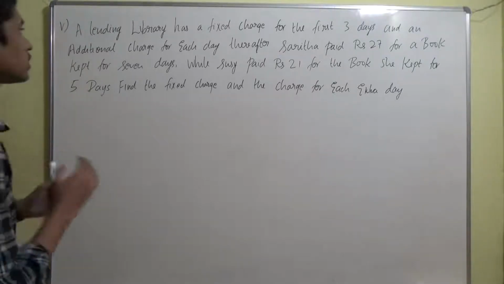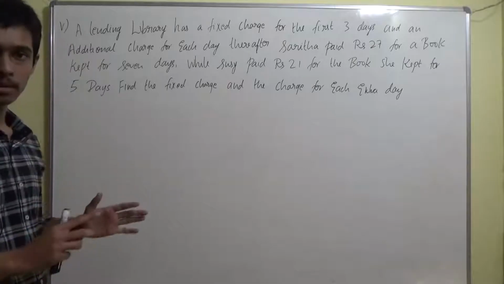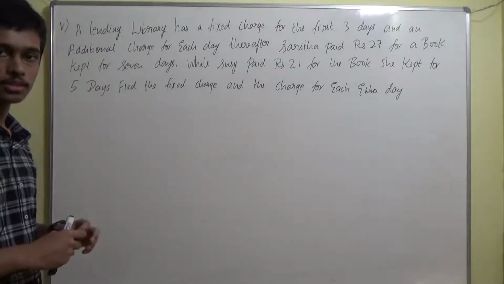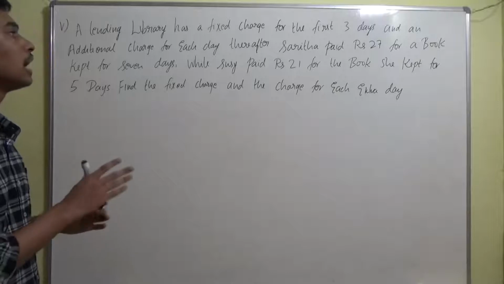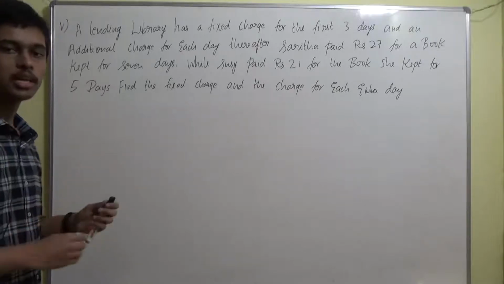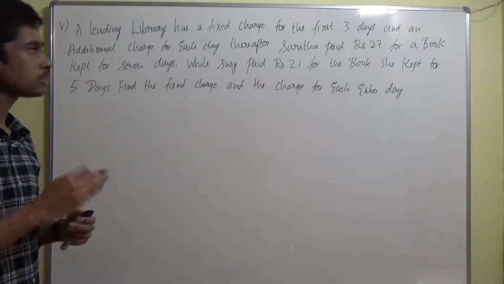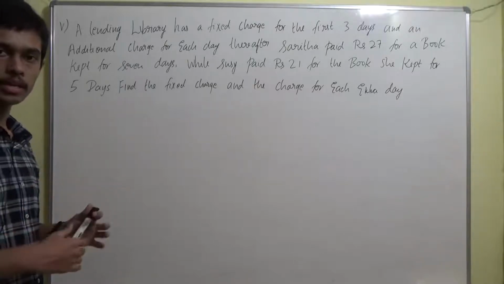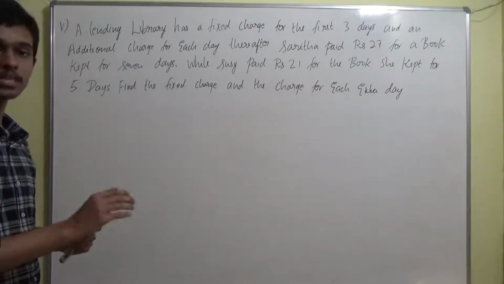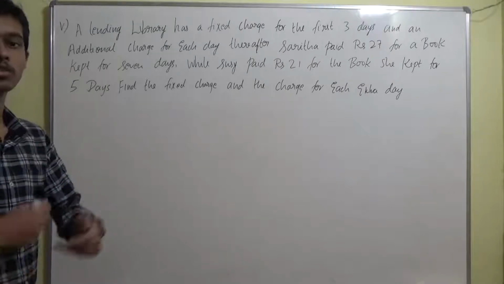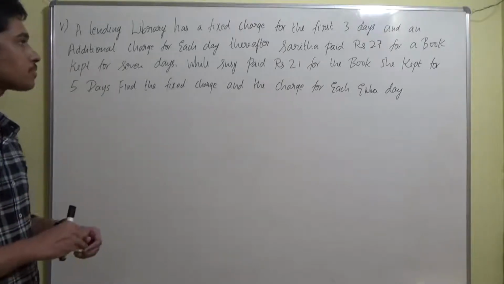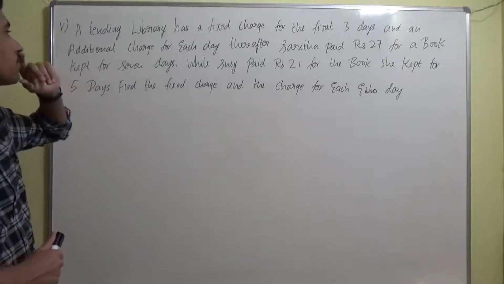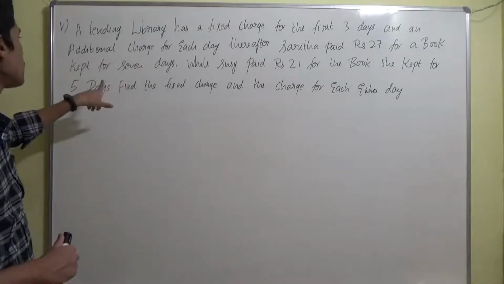Done, guys. So in the question it is given that there is a lending library which lends books to students or to people in general, and it has something called a fixed charge for 3 days. After the 3 days, when you return it, the fixed charge plus the charge per day is going to get added up, right? So they are telling for a book kept for 7 days.